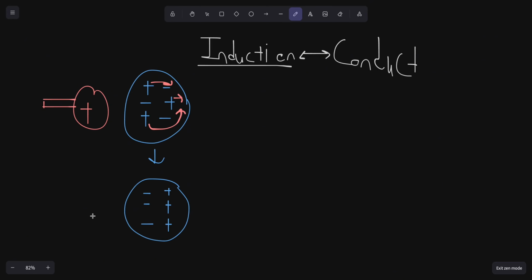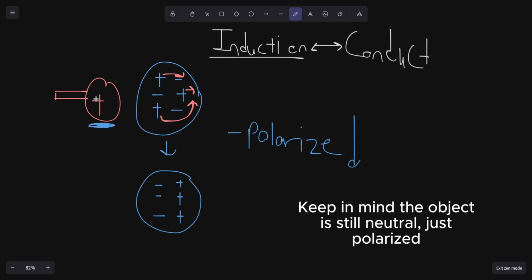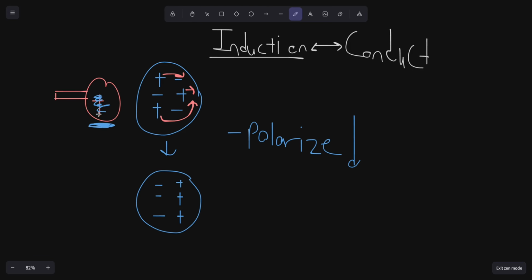It's basically when you place a charged object close to another object, but not touching it, and it causes the charges to separate. So you have the positive charges in one area and the negative charges in another area. And when this happens, you say that the object is polarized. So that's pretty much it for charging by induction, okay? And if you were to place a negative charge here, it would be the same thing as this, except here it would be positive and there would be negatives in the back.